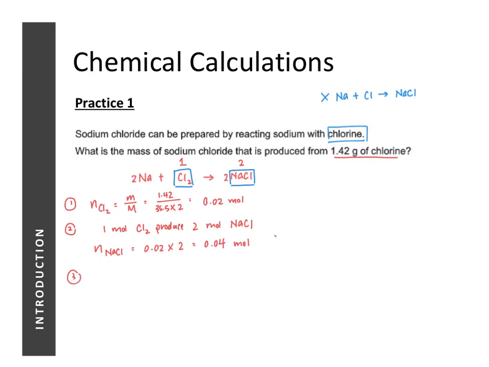Step number 3, we need to convert from moles. The question requires you to find the mass of sodium chloride. What we know is the number of moles of sodium chloride, so we take the number of moles multiplied by the molar mass, which is 23 plus 35.5. That will give us a value of 2.34 grams. So this is the second time that we see the 3C approach in action: convert to moles, compare mole ratio, and then convert from moles.